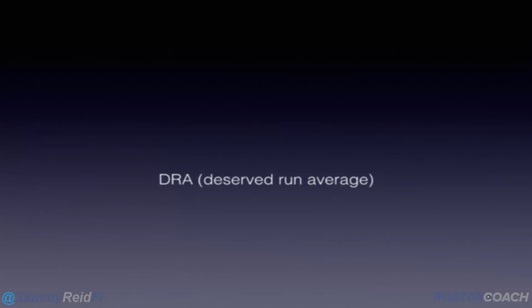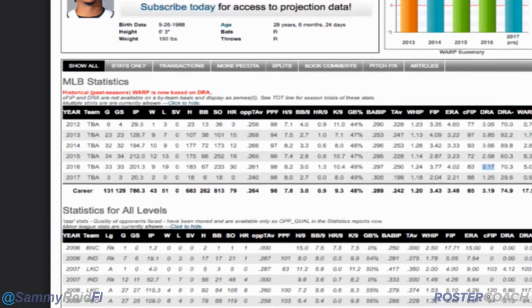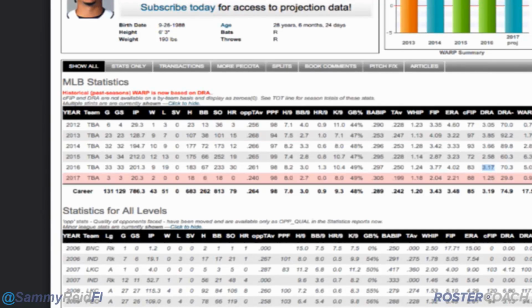Last season, for example, Chris Archer had kind of a rough year. Now, he did great. He struck out 233 guys, but he had a 4.02 ERA. It was really high. But if you look at his DRA, it's only 3.17. So we know that Chris Archer was actually getting kind of unlucky last year, and we can expect him to do better this year with just normal luck.